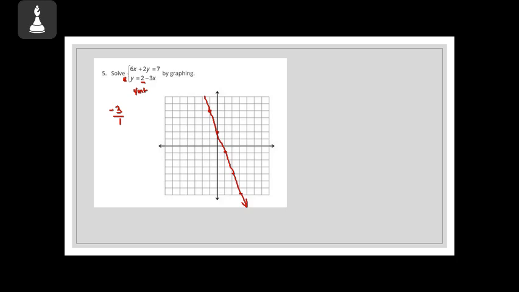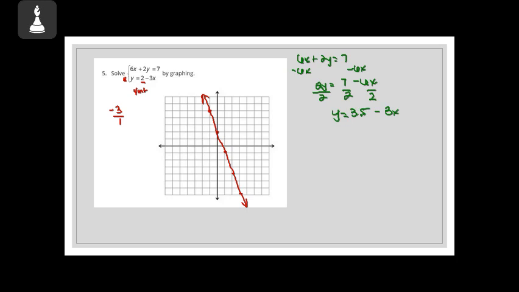So I've gone and graphed that first line. Now the second line, I need to solve it for y. This one's not solved. So the first thing I have to do is subtract the x piece to the other side. So I now have 2y equals 7 minus 6x. Now if I divide everything through by 2, y equals 3.5 minus 3x.